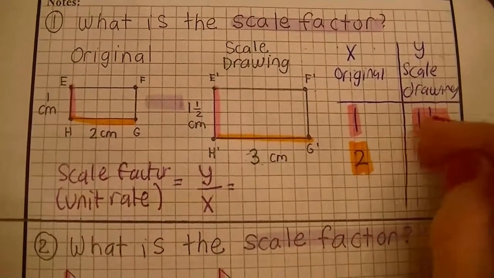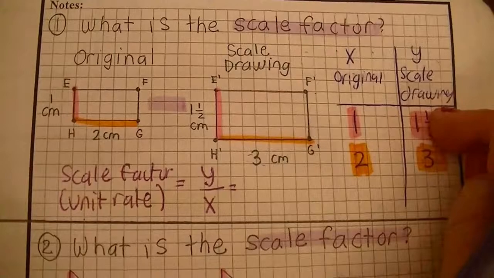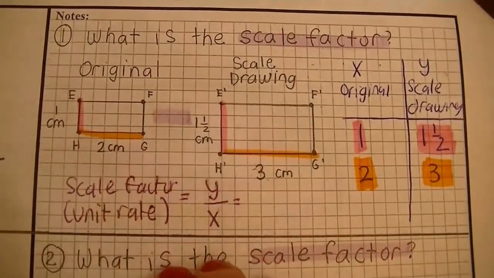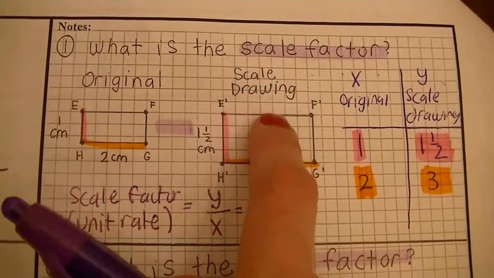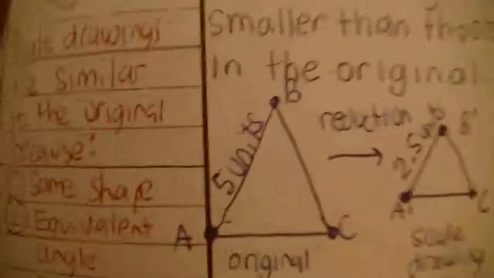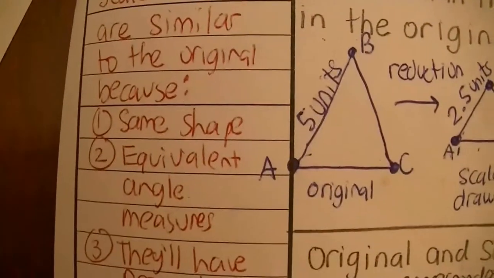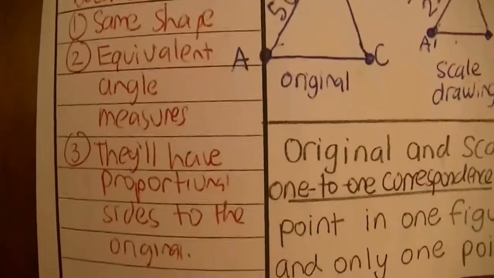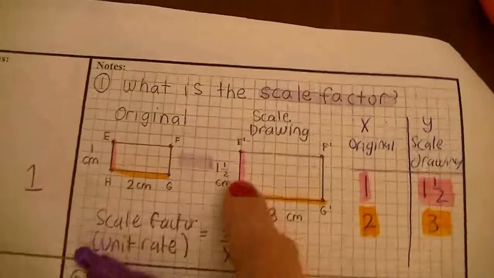The reason I can pick any one of those values that correspond to one another is because I already know that it's going to be proportional. I know it's proportional because this says scale drawing. Because remember, scale drawings fit this criteria. They're the same shape, they'll have equivalent angle measures to the original, and they'll have proportional sides to the original. So I already know that these sides are proportional.